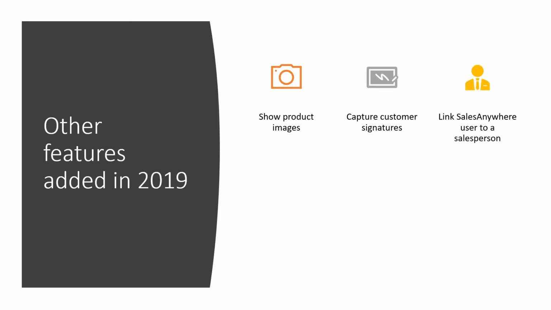And then you can also link SalesAnywhere users to a salesperson set up in AR. After the linking, all the transactions created by that user will link to that particular salesperson. And then you can limit the customers a SalesAnywhere user can see. So for example, say I'm a salesperson and I'm assigned a group of customers. In SalesAnywhere, I do not need to see other customers. I should not be able to see the entire customer list in AR. I should be able to see only my customers.